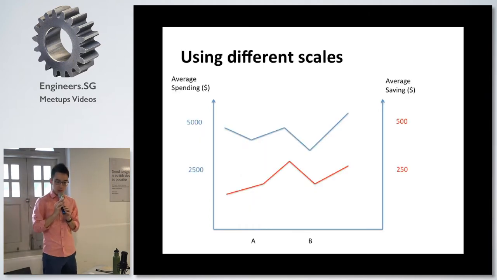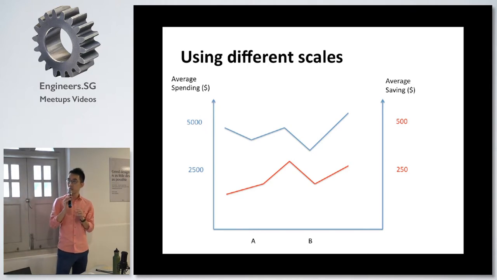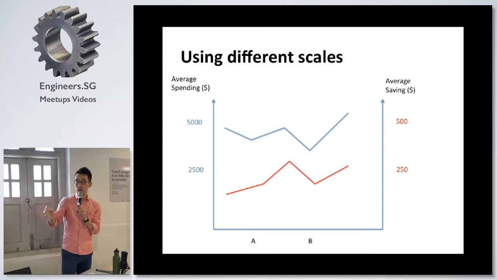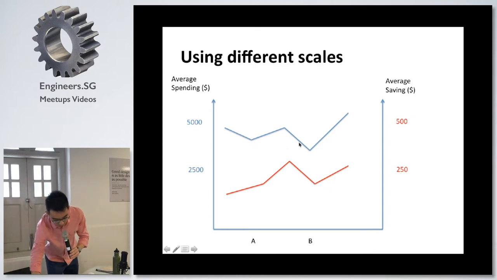Next, don't use charts which have different scales. You can use 2 scales, one on the left and one on the right, that is okay. But make sure that they are not of different magnitude or different scales. Like in this case, when you're talking about spending against saving, it might cause people to think that I'm saving half of what I'm spending, which is not true in this case.